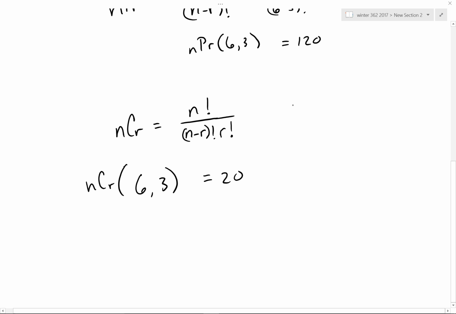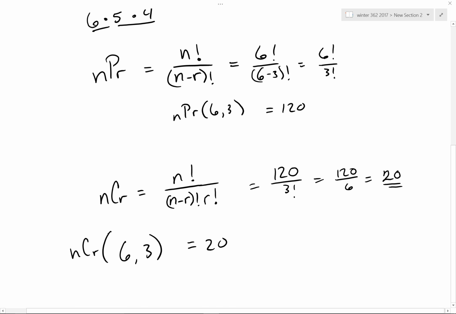Which makes sense because originally it was 120, and then you're dividing by 3 factorial, which is 6. And 120 divided by 6 gets rid of all the repeats. These 20 here are legitimately different ones. Okay? So keep this in mind.